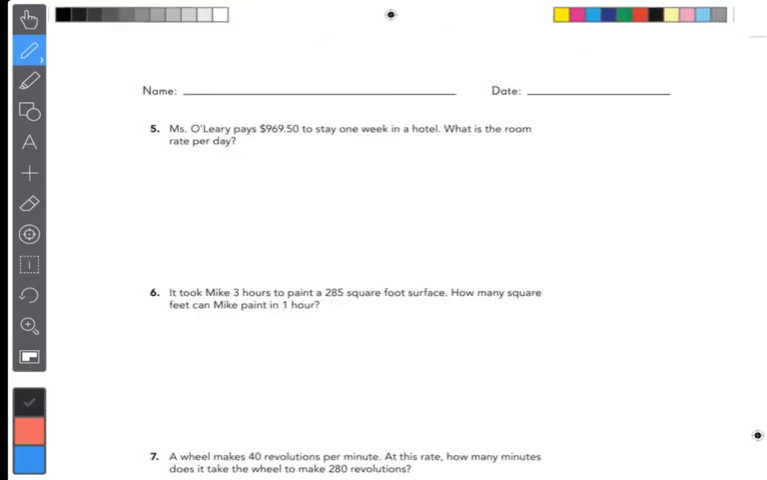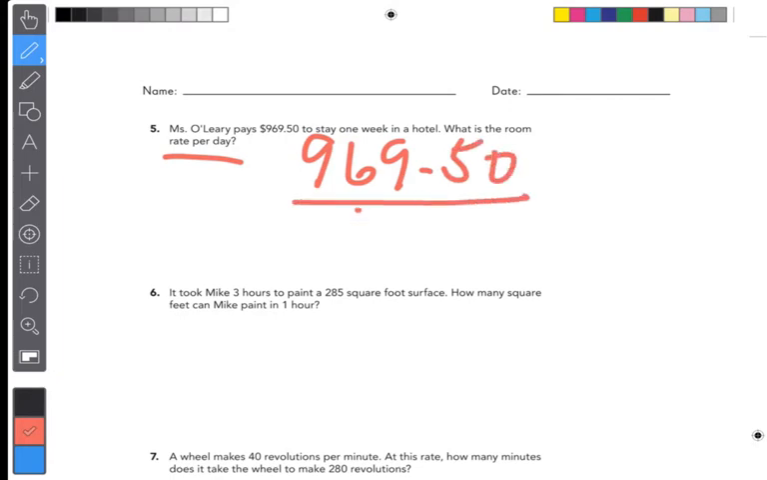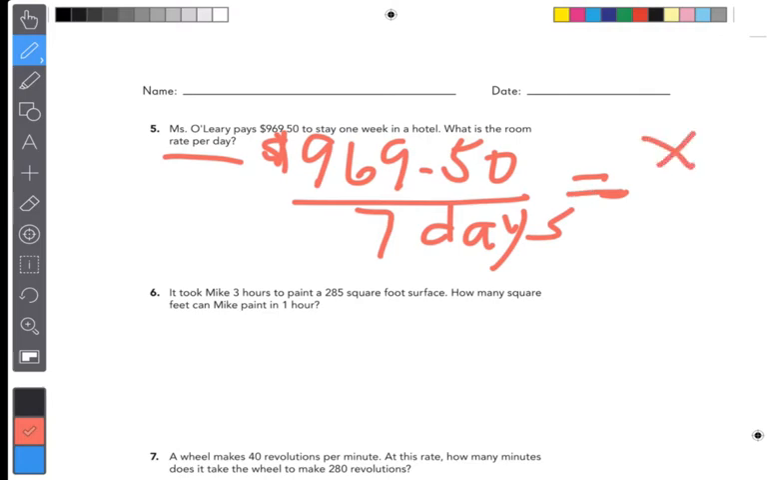For number 5, Mrs. O'Leary, she pays $969.50 for 1 week. So they want the rate per day. So what you need to do is we're going to write $969.50 over 7 because it's 7 days. And this is dollar sign. So we want to know the rate per day. So it's going to equal money, which I don't know, over 1 day. Okay, so you got to convert the week to days. I think the rest is pretty good.